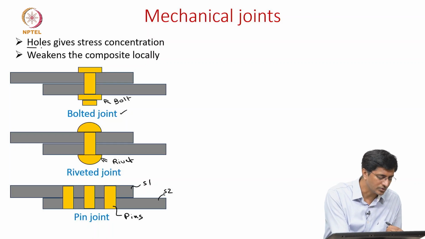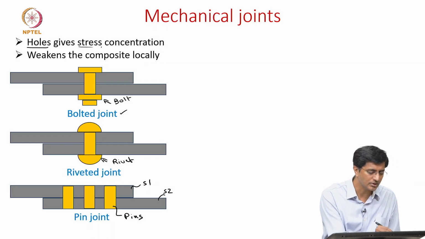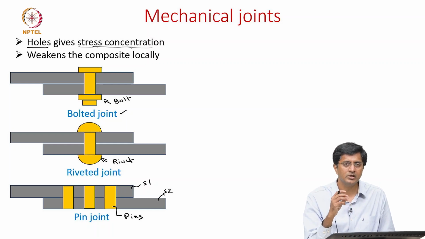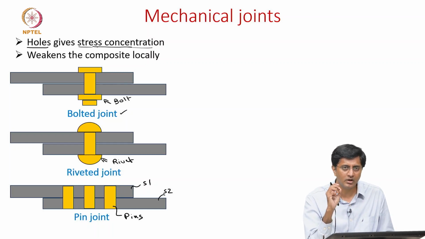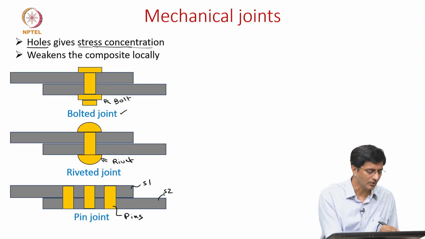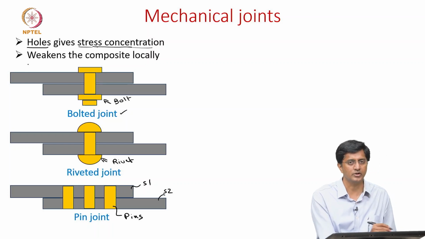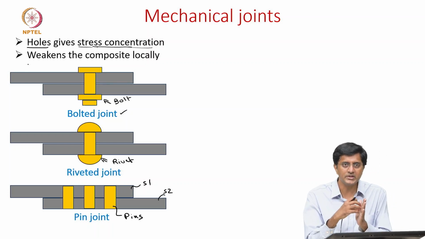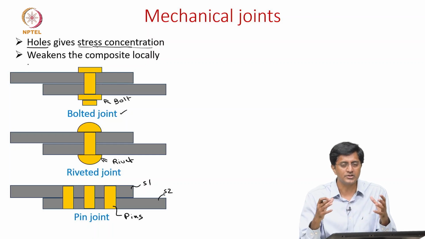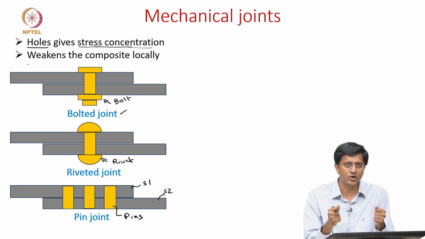But when you start drilling a hole, it introduces a stress concentration. Because of this stress concentration, the failure most often initiates at the joint locations. And there is another disadvantage: it weakens the composite locally, meaning that you are removing some material from the composite, so the total strength is no longer the same. The strength of the composite is compromised because you are removing a part of it.